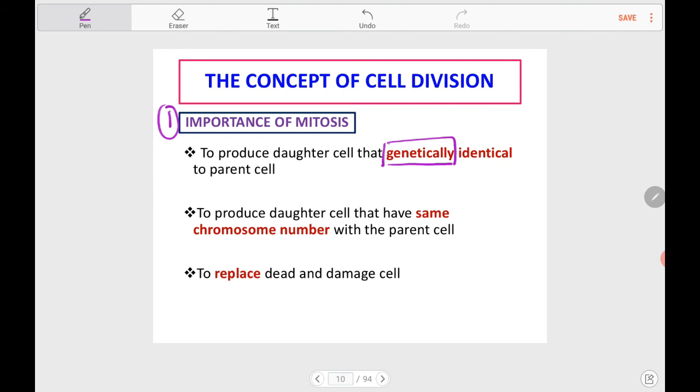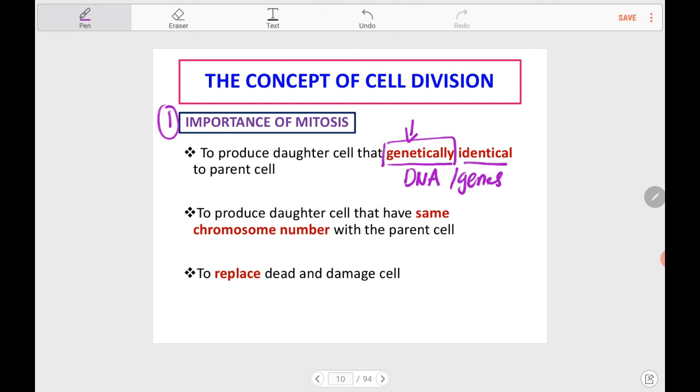Okay, hanya dari segi genetik saja ataupun dari segi DNA ataupun genes. So ini sahaja yang akan identical antara parent dan juga daughter cell. Okay, so never miss out the word genetic.